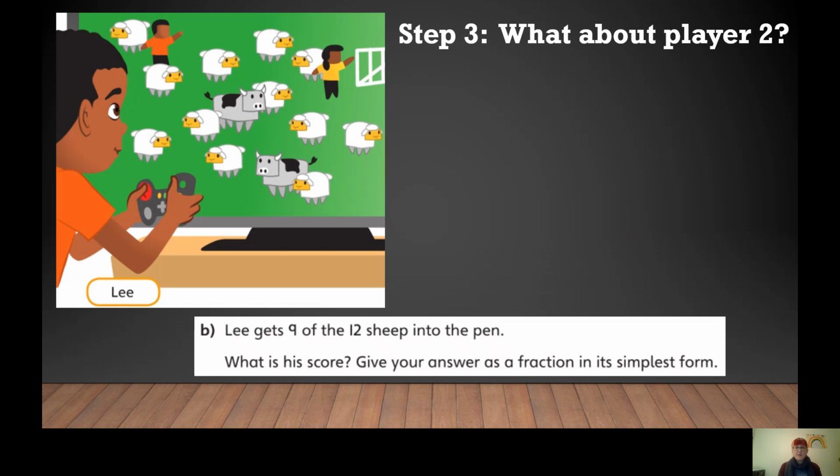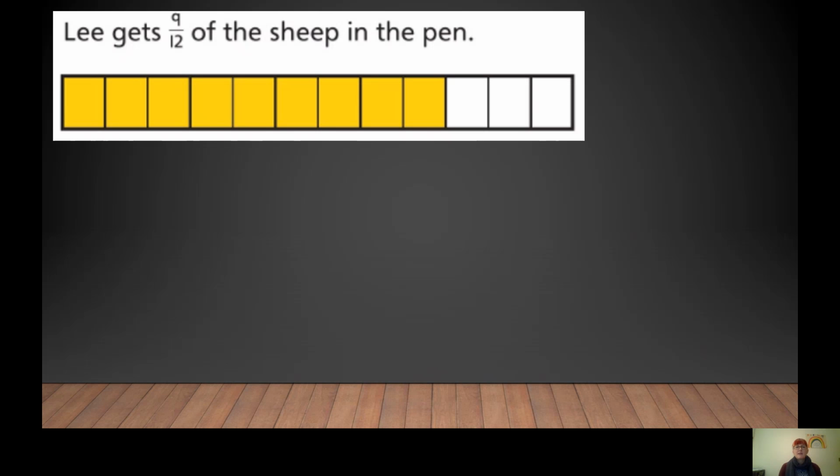Okay, so 9 out of 12 sheep get into the pen. Let's look at that as a diagram. Here, 9 is our numerator, 12 is the total number of sheep that he could possibly get in the pen. Now, as a diagram, we have got 12 equal parts. 1 12th, 2 12ths, 3 12ths, 4 12ths, 5 12ths, 6 12ths, 7 12ths, 8 12ths, 9 12ths, 10 12ths, 11 12ths, and 12 12ths, or 1 whole.